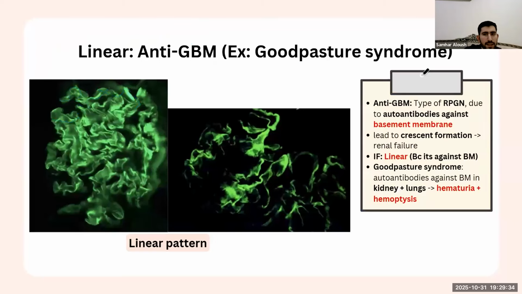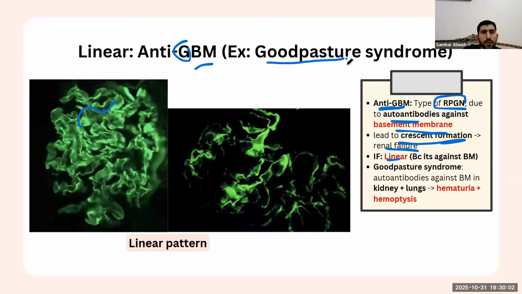And it's mainly anti-GBM or Goodpasture syndrome. So what are these diseases? Anti-GBM is a type of rapidly progressive glomerulonephritis. Since it's a type of it, it will lead to crescent formation. We agree on that. Any rapidly progressive glomerulonephritis will lead to crescent formation and renal failure. What's special about anti-GBM? From the name, it's autoantibodies against the basement membrane, antibodies against glomerular basement membrane. That's why it's linear and that's why it has this shape.